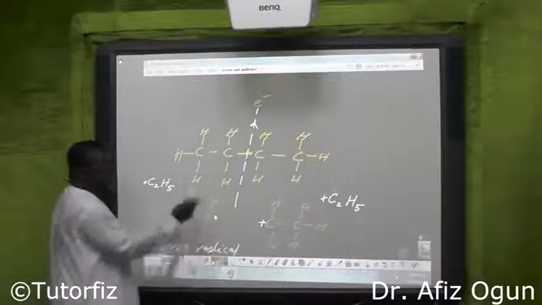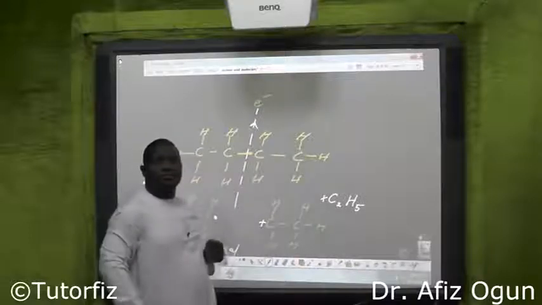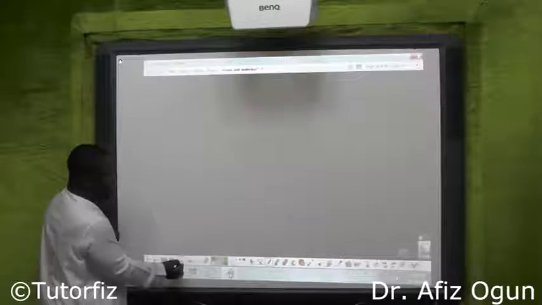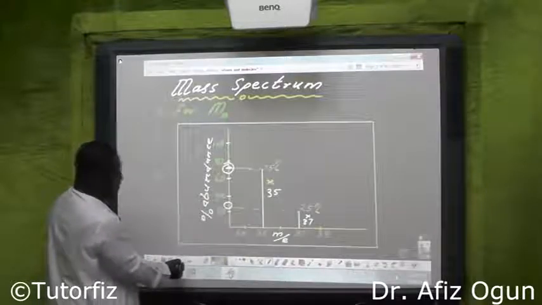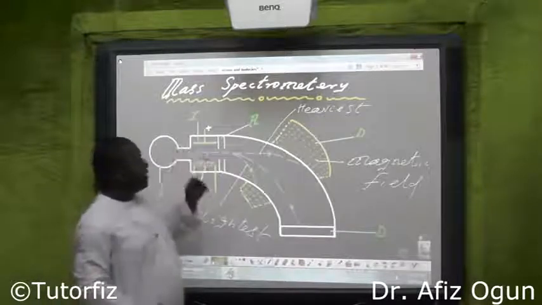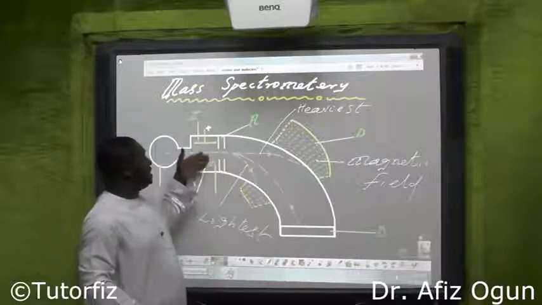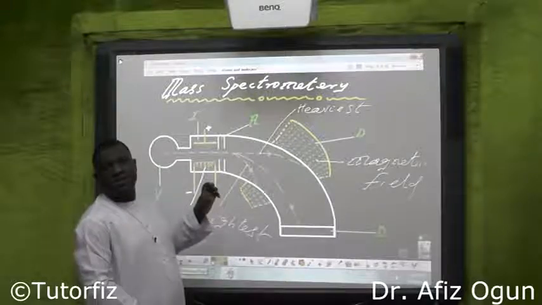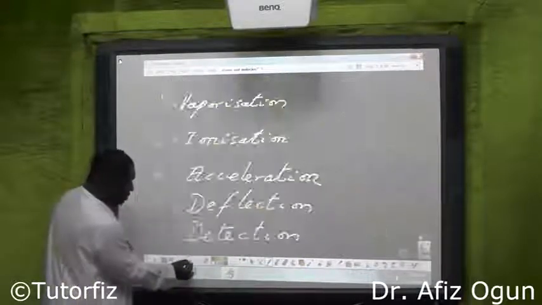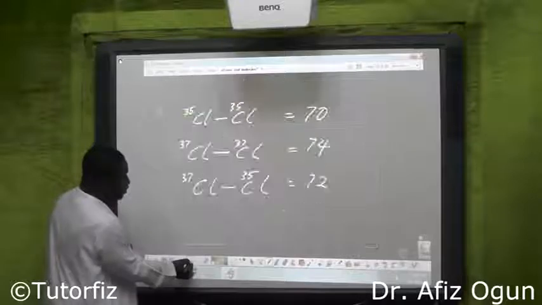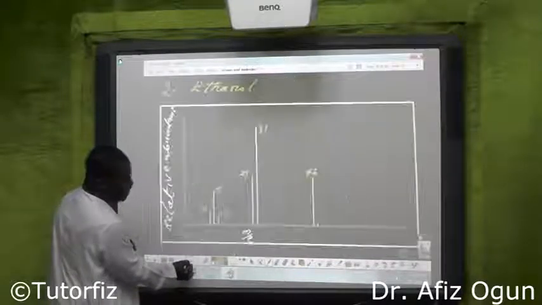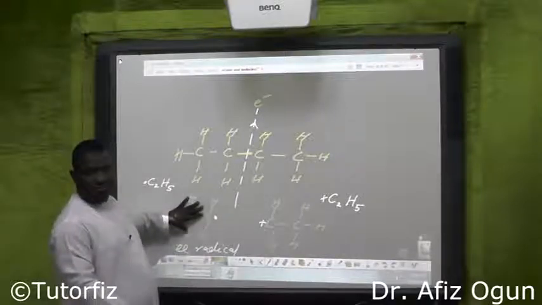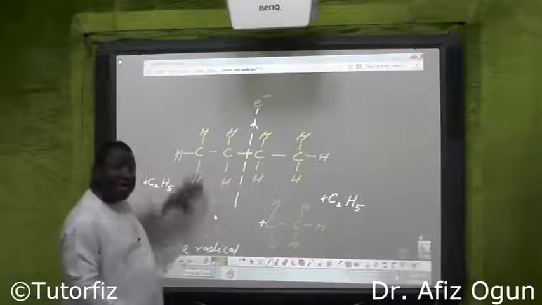The free radical cannot continue the journey in the spectrometer, because this place is negatively charged. It is going to pull only the positive. Only the positive. So which one is positive? The other one is positive. That is what will continue the journey. So that's why we say one is lost. The free radical is lost. Again, your free radical is lost.